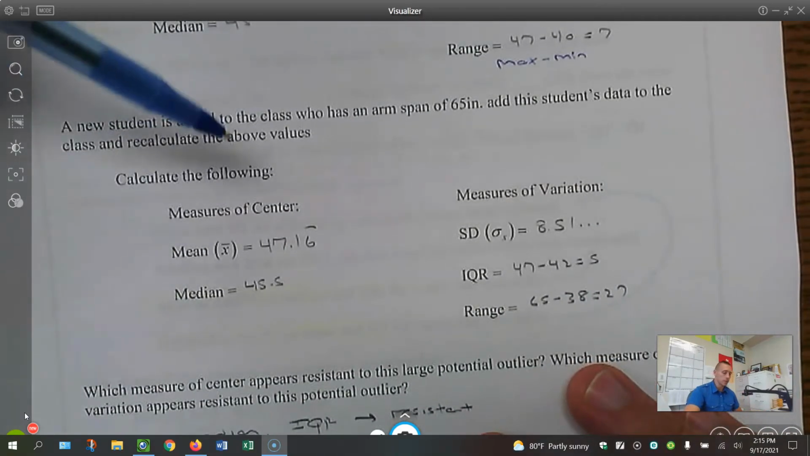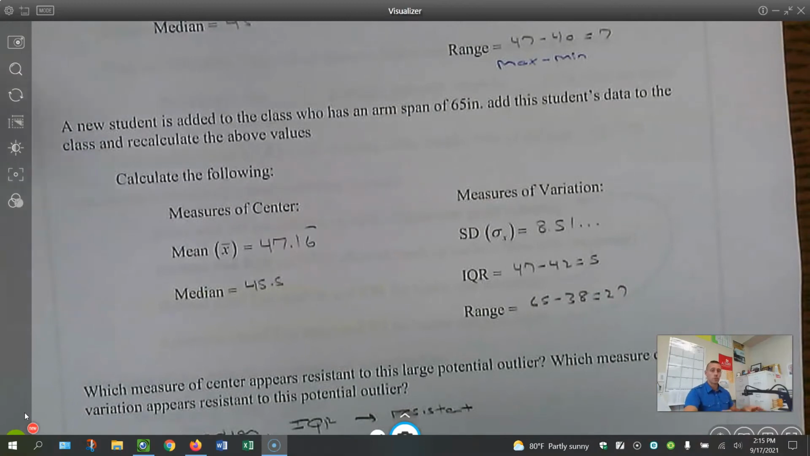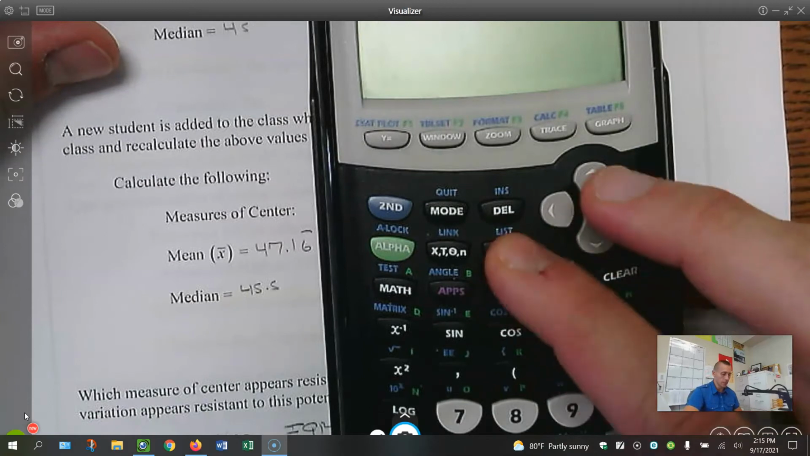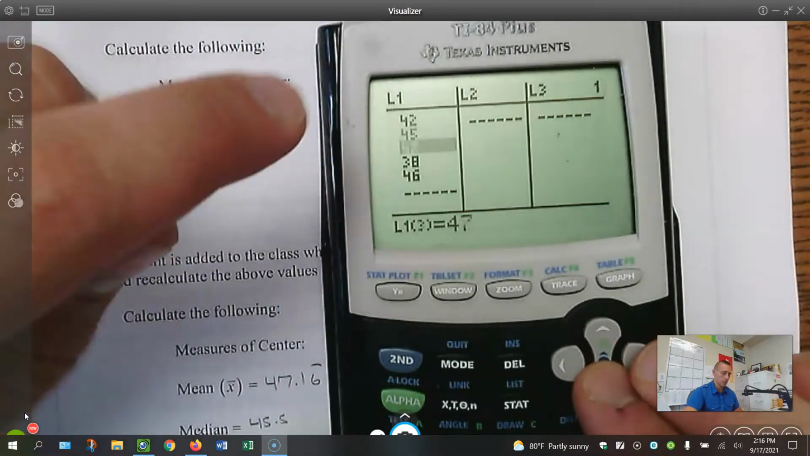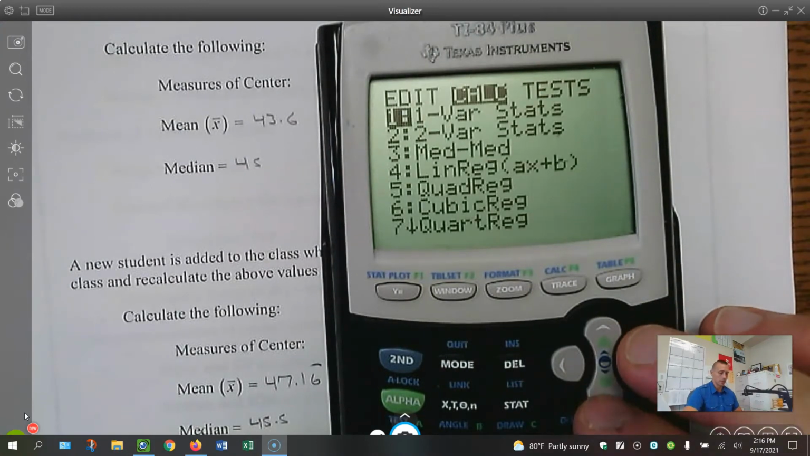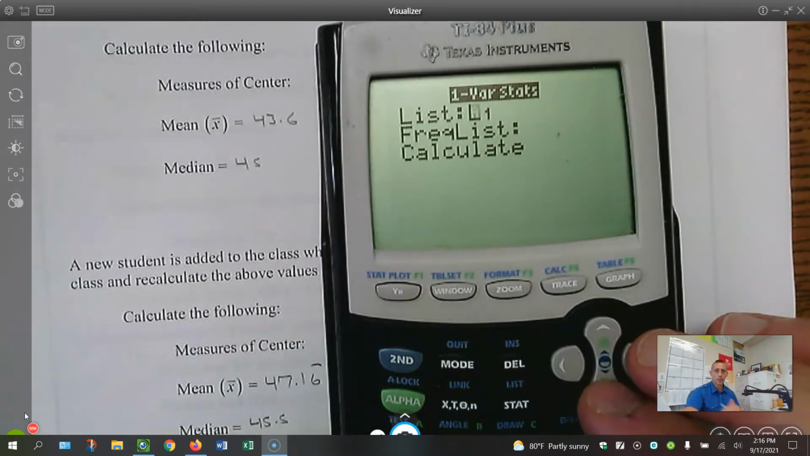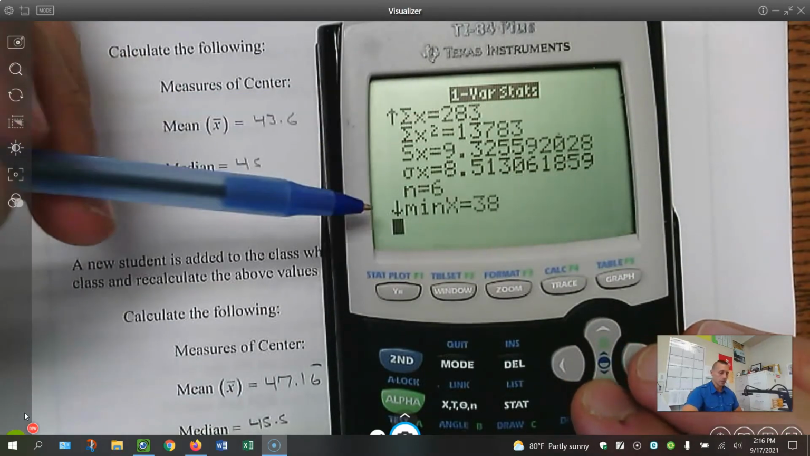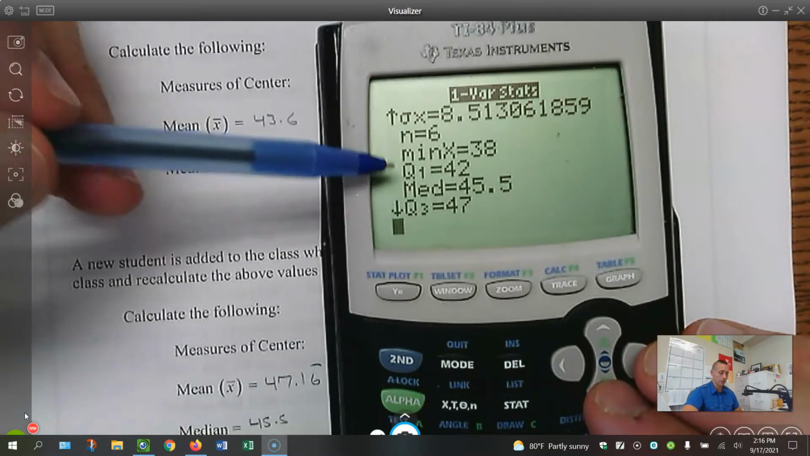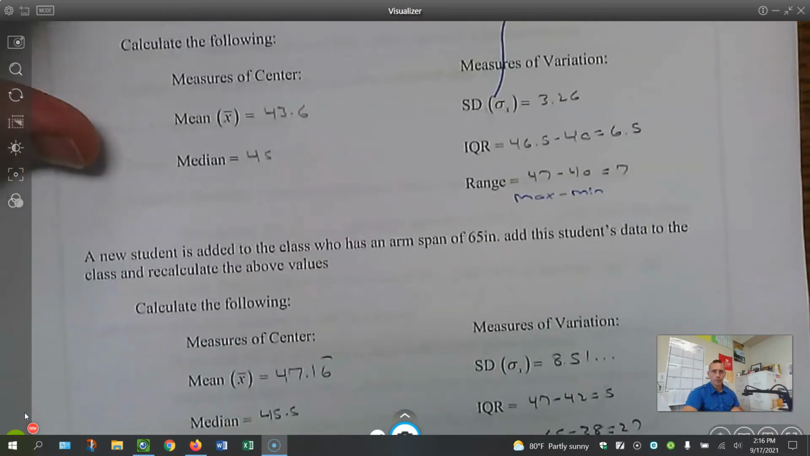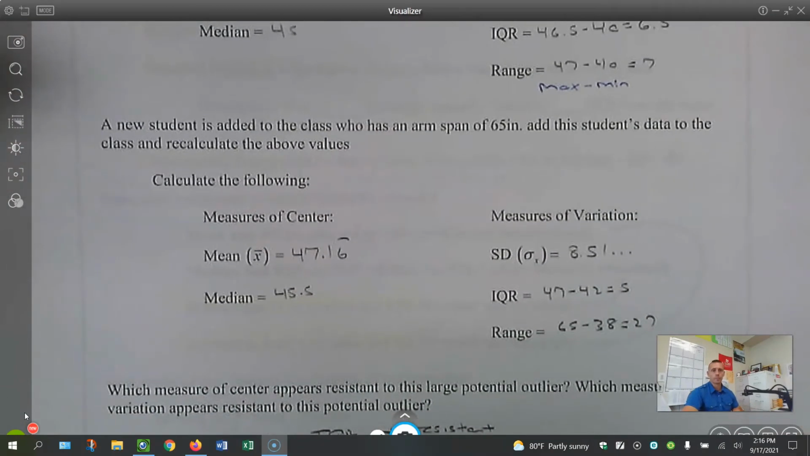Okay, so they get a new student in the class who has an arm span of 65 inches. We want to recalculate this. So you can go back to Stat, Edit, and add in that 65. Then you can run through Stat, Calculate, One Variable Statistics, and calculate all of these measures again. So you'll see the mean there, the median 45.5. I can get the IQR, and I can get the range using the max and the min. So there are those values.